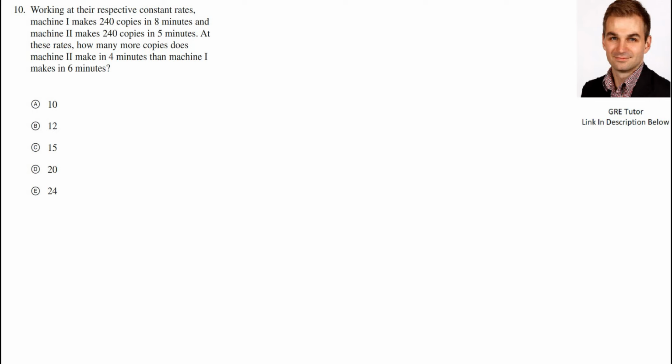Okay, so it says, working at their respective constant rates, machine 1 makes 240 copies in 8 minutes. Alright, so already I'm thinking I'm working with a rate problem. So the rate formula is rate times time equals distance. So we know that machine 1 makes 240 copies in 8 minutes. They've given us the distance, 240 copies, and they gave us the time, 8 minutes.